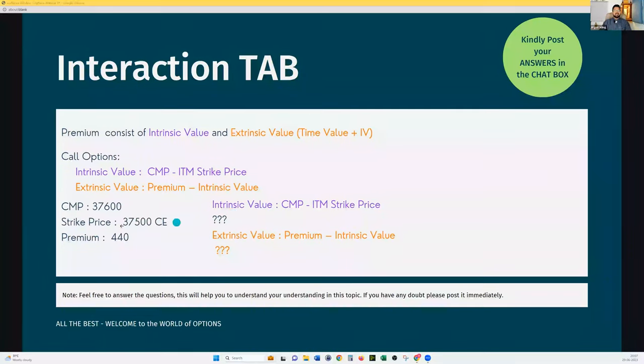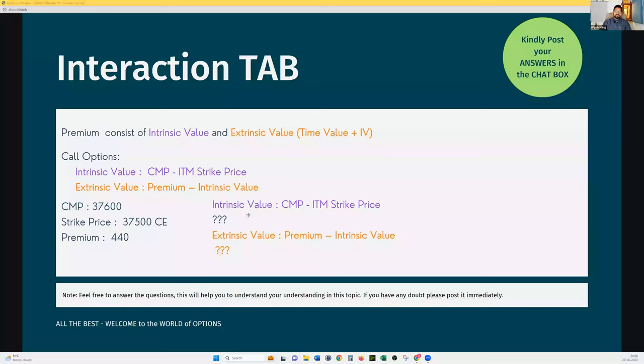So what is the intrinsic value? Come on, guys, calculate the intrinsic value and then the extrinsic value. Superb. Now Vasantha Raj has given me the answer. He's the first one to give. It's good.